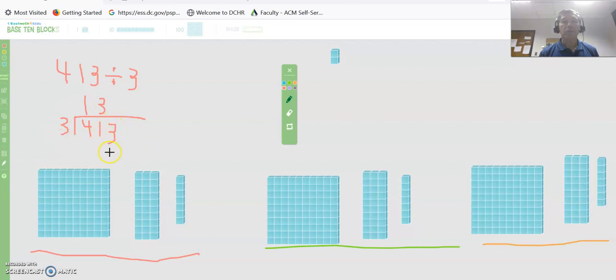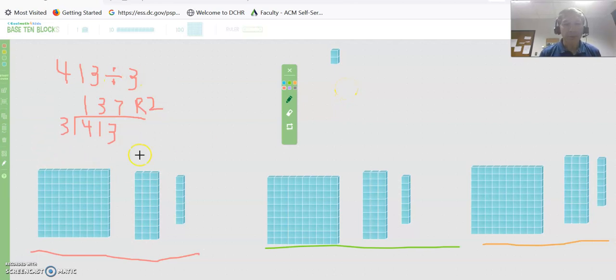So that means we have 23 ones. And 3 goes into 23 7 times. And 7 times 3 is 21. And the 23 minus 21 gives us a remainder of 2. And you can see that right here, that we broke this up into 3 groups of 7 with a remainder of 2. So that's the division.